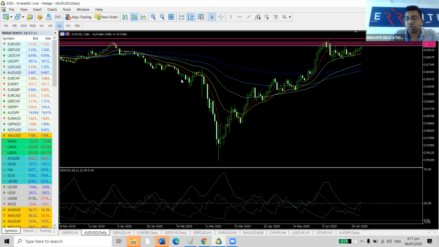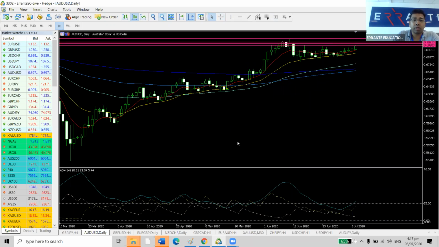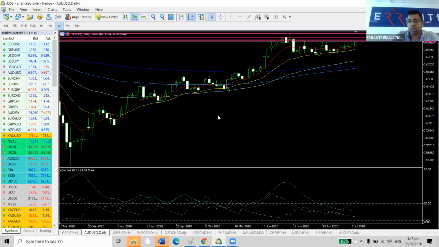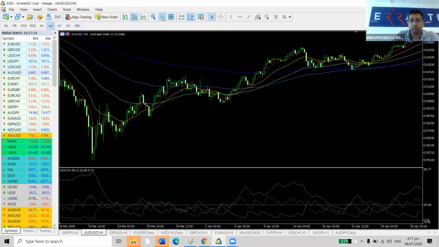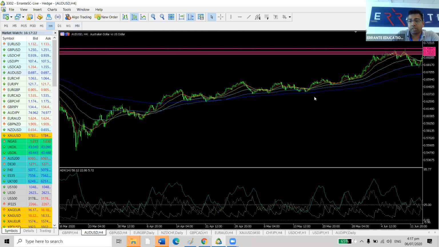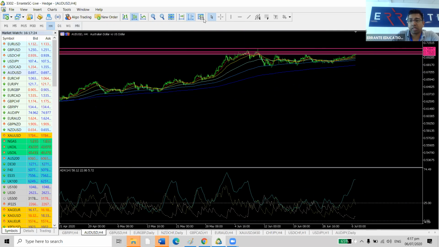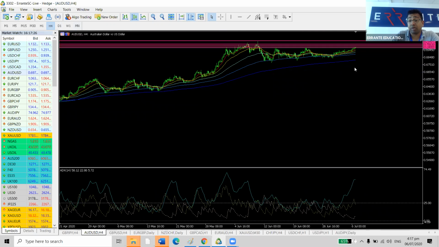All right, so now in other words, we have got an area. This is just based on the 4-hour chart as well, that seems to be a significant resistant area, as you guys can see. Okay, so I have got that.